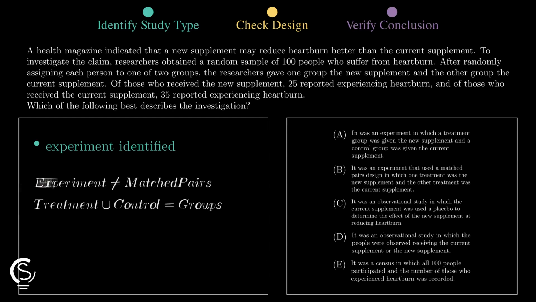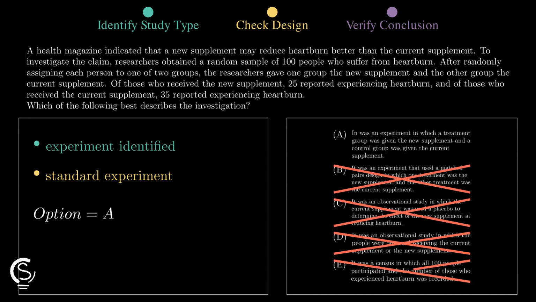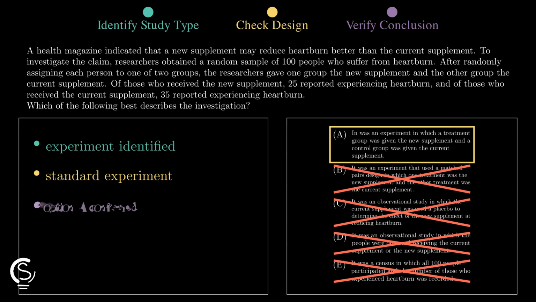Option A correctly identifies this as an experiment where one group receives the new supplement and the other acts as a control group using the current supplement. You got this!